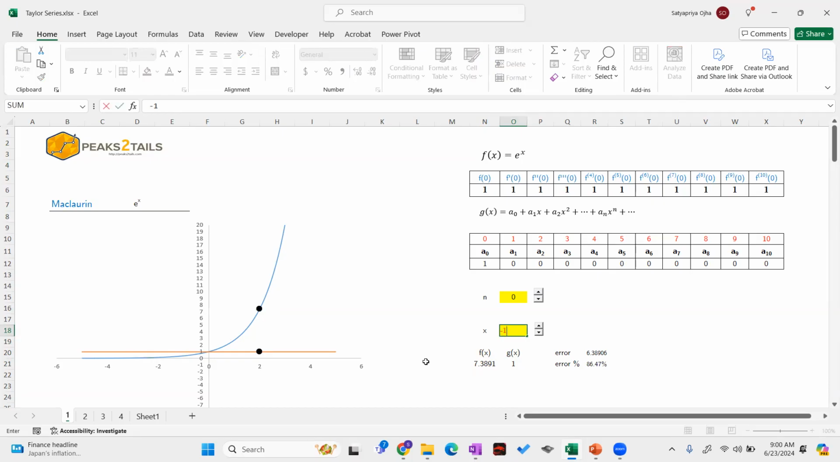Similarly, you can try on the negative side. There is error on the negative side as well. The only place where there is no error is at x equal to 0. The approximation and the true function match exactly.